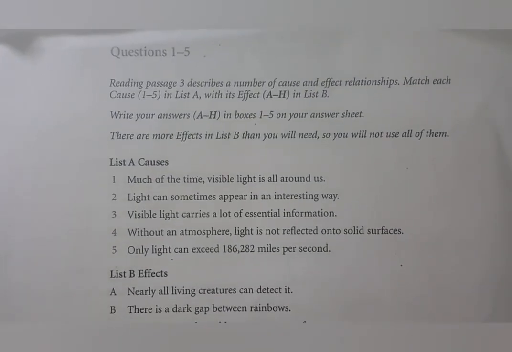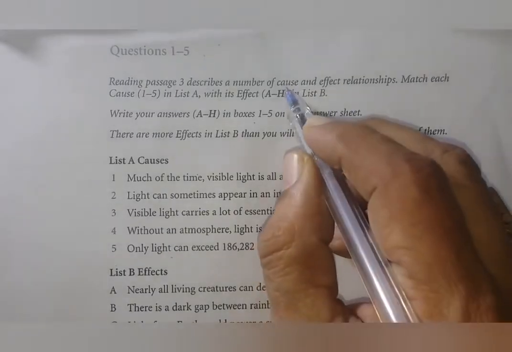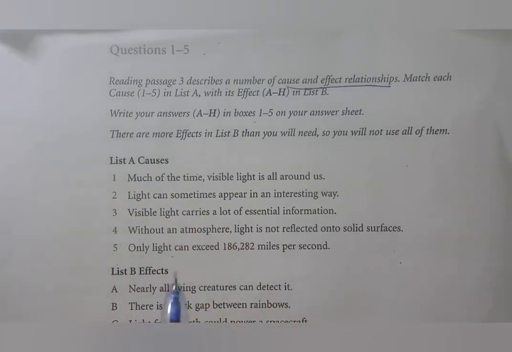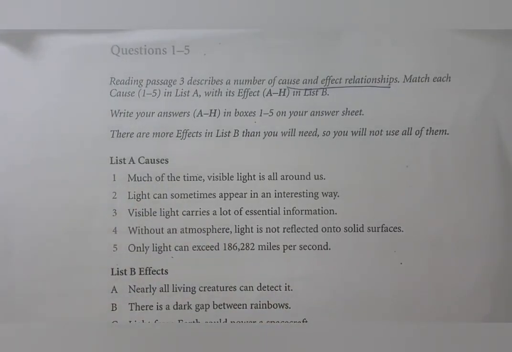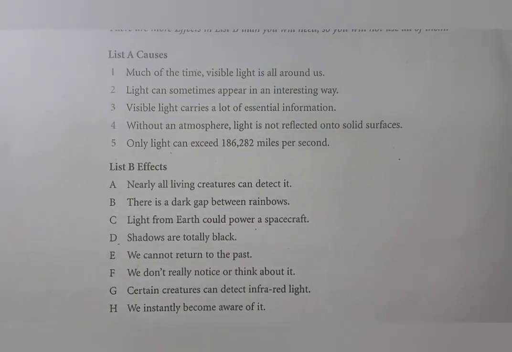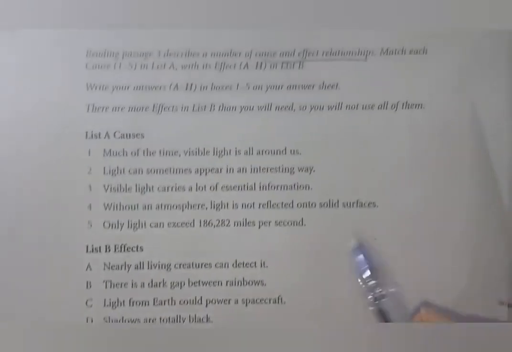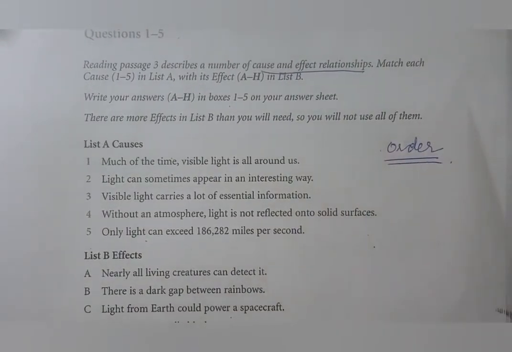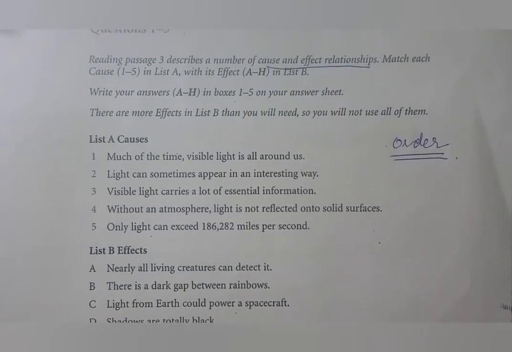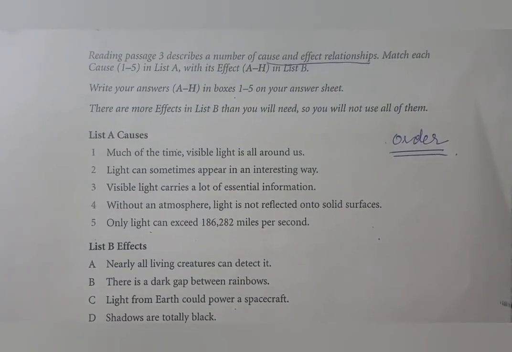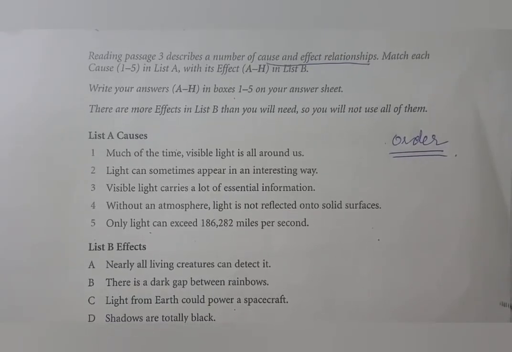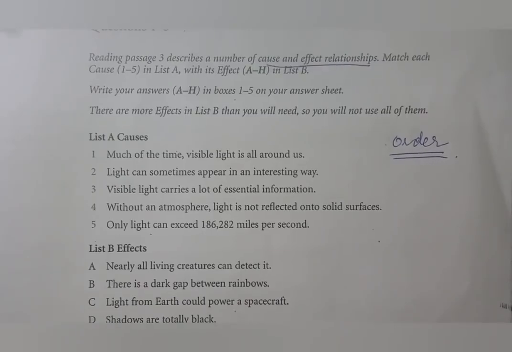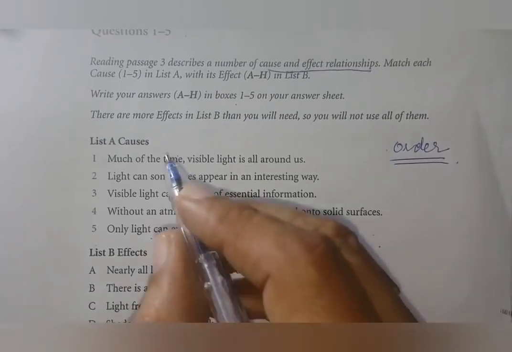In this we have to search for the cause and effect relationship. List A is related to the causes and list B is related to the effects. If you get these kinds of questions, the first thing is that these questions are in order. So here is the list of causes, in front of you, and I am going to underline the main points. In number 1, much of the time visible light is all around us.